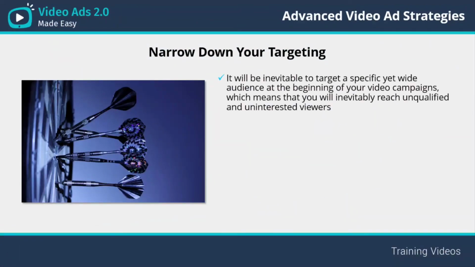It will be inevitable to target a specific yet wide audience at the beginning of your video campaigns, which means that you will inevitably reach unqualified and uninterested viewers. That is why the first optimization rule is to learn how to narrow your targeting.